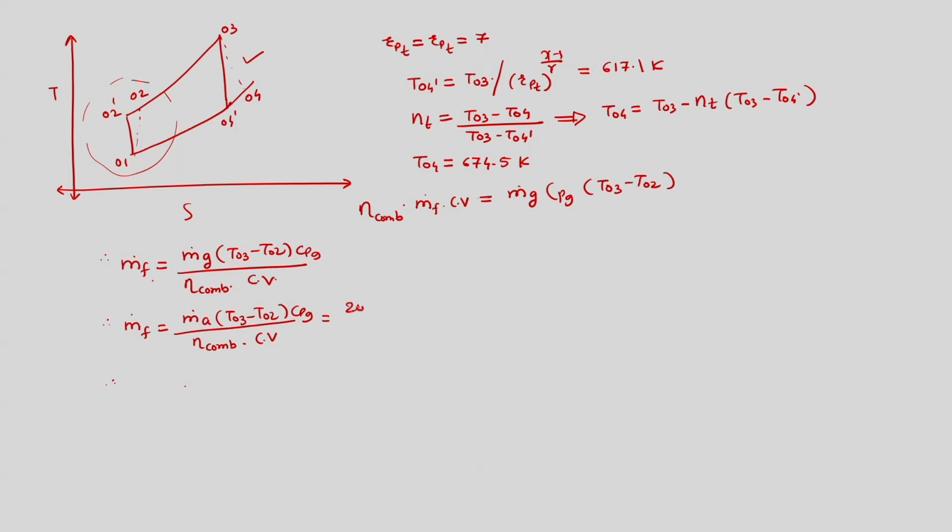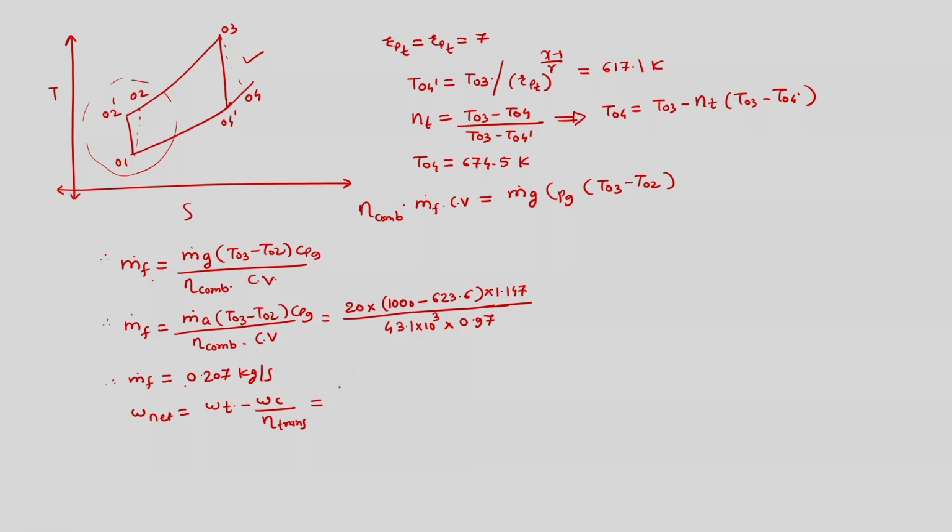So this is 20 into T03, which is 1000, minus T02, which was calculated as 623.6, into Cp, which is 1.147 kilojoule per kg Kelvin, divided by 43.1 into 10 to the power 3 into combustion efficiency as 0.97, and this gives us fuel flow rate as 0.207 kg per second.